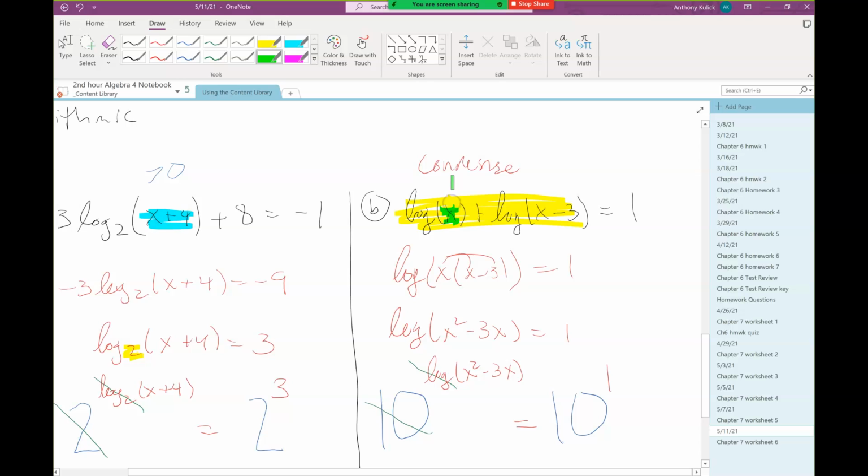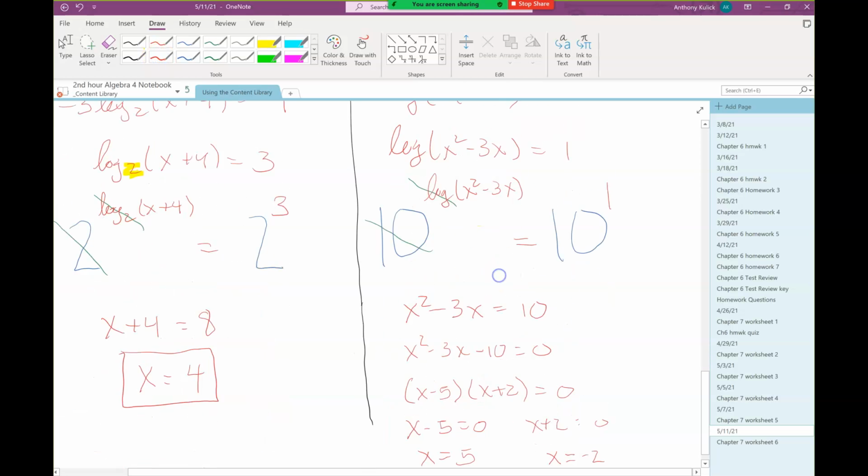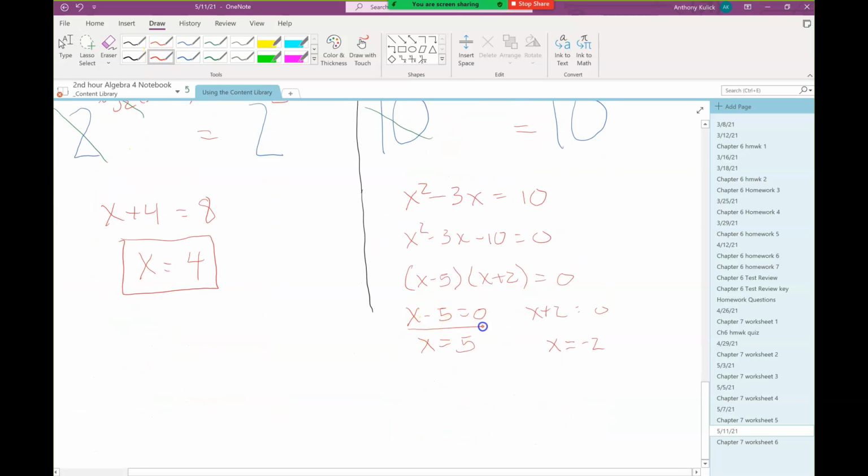If I plug 5 in for x, that's positive. If I plug 5 into x minus 3, 5 minus 3 is 2. That's still positive. 5 is good. Let's check our next answer, which is negative 2. If I plug negative 2 in for x, I get negative 2. So I don't care what happens after that. I've seen enough. I know this one is good, and this one is not.